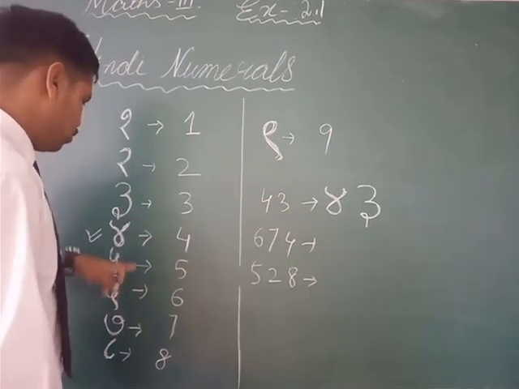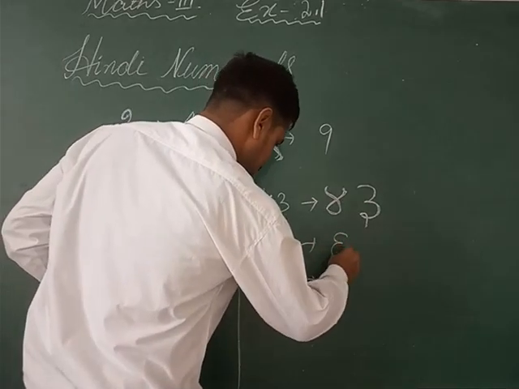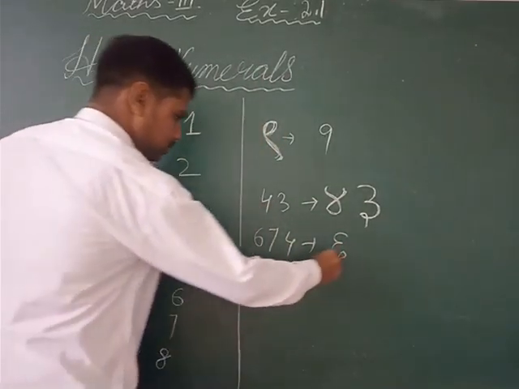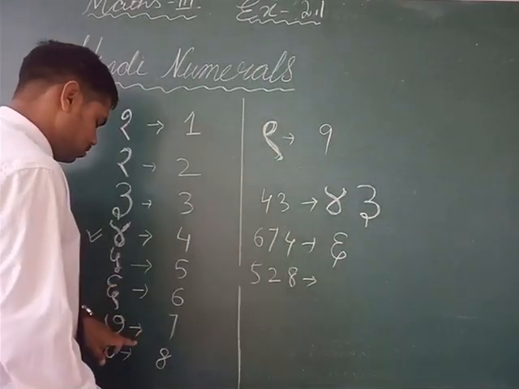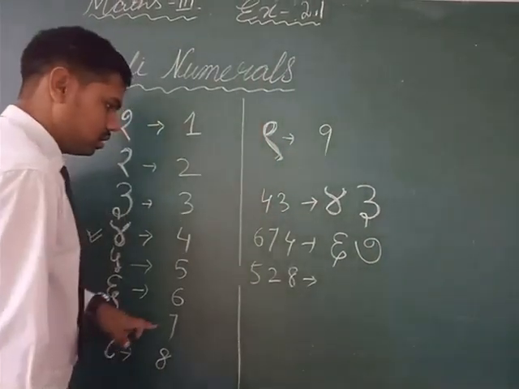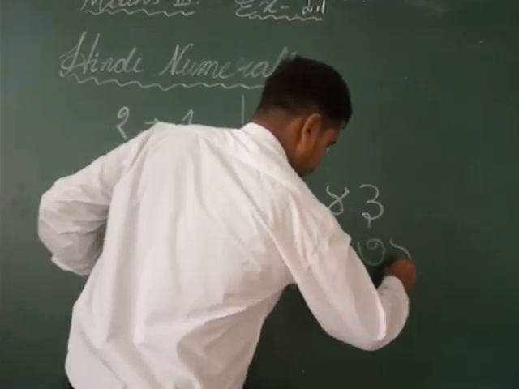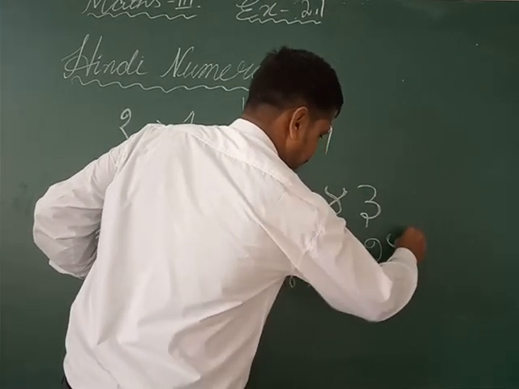First 6, as you know 6 is like this. So we will write it like this first, and then we have 7. 7 we know like this. So 67, and then 4. 4 we know like this. So 674 we will write like this.